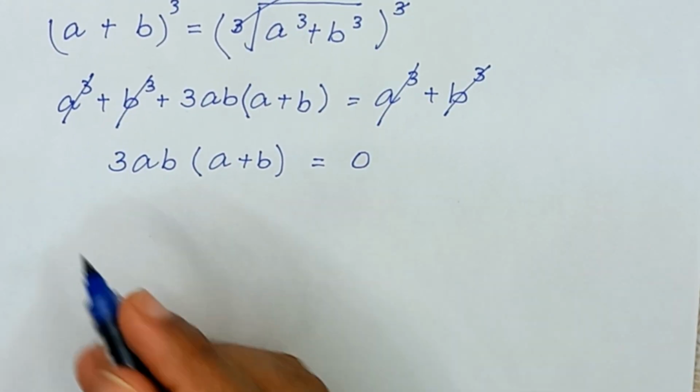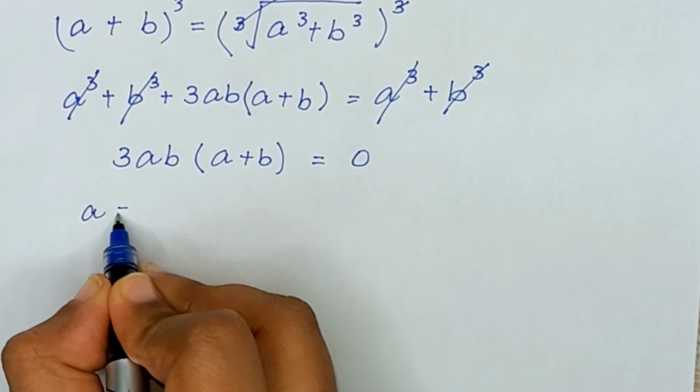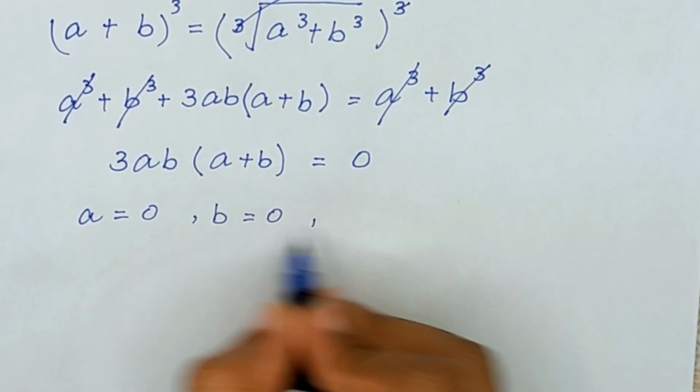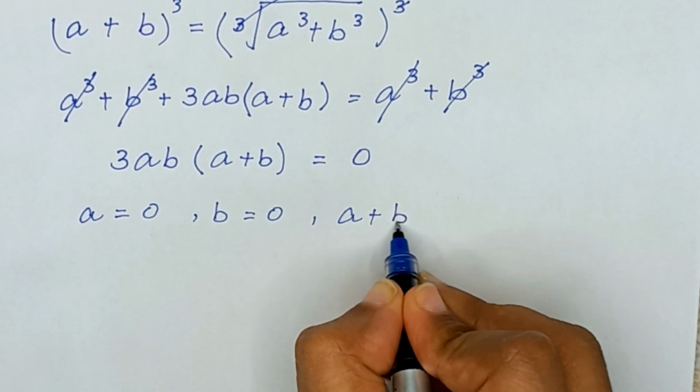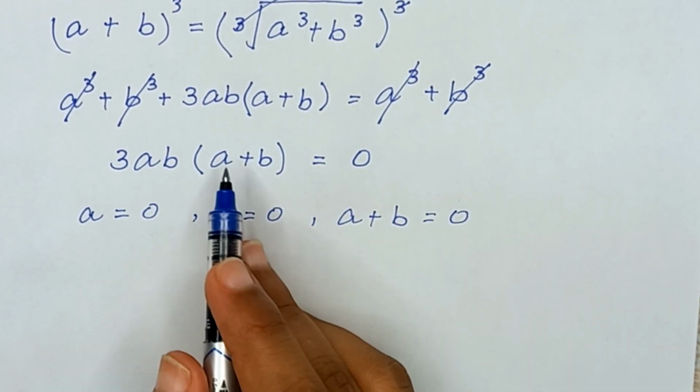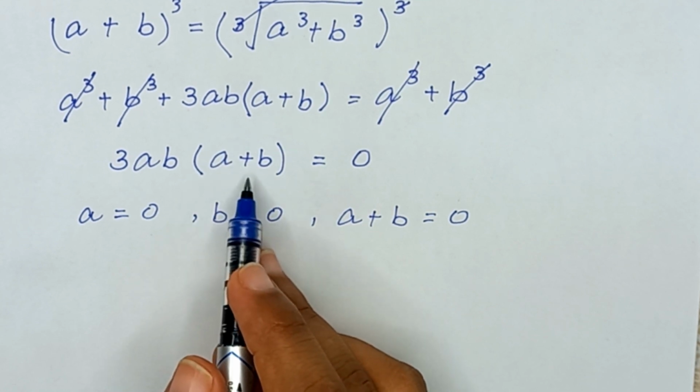It means either a is equal to 0, or b is equal to 0, or a plus b is equal to 0. Here we have 3 cases: either a is equal to 0, b is equal to 0, or a plus b is equal to 0.